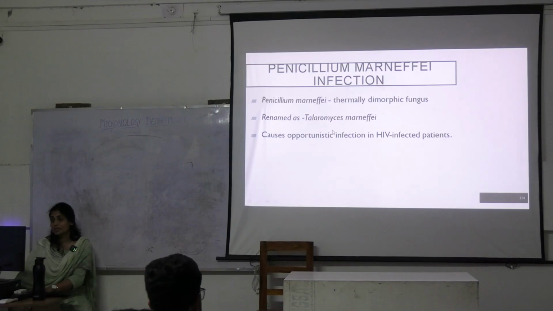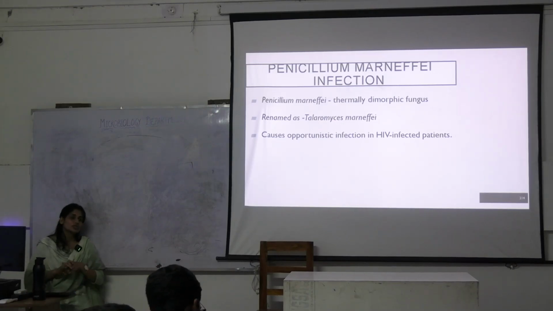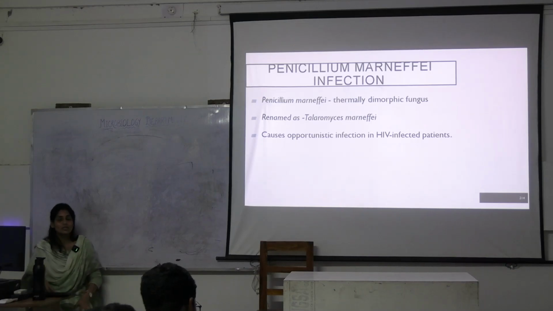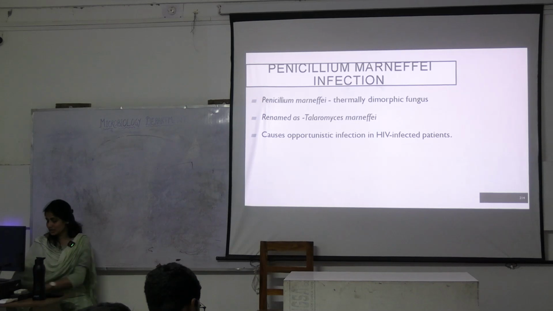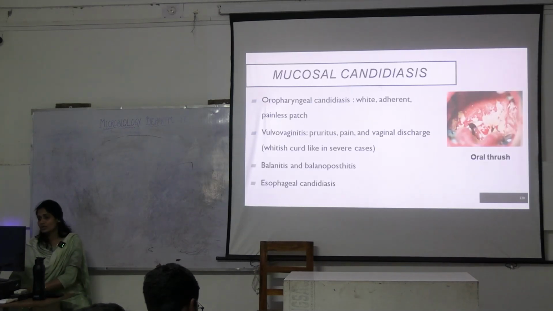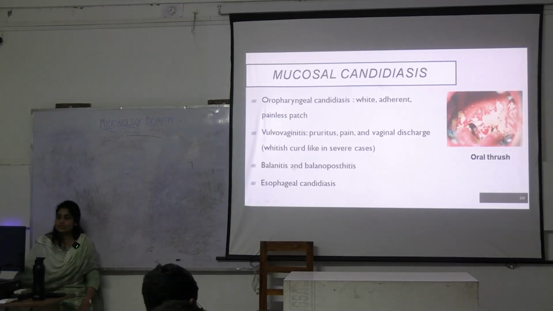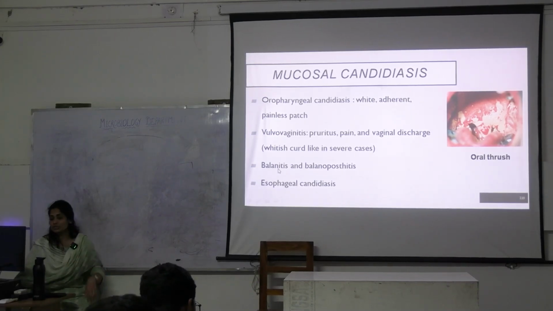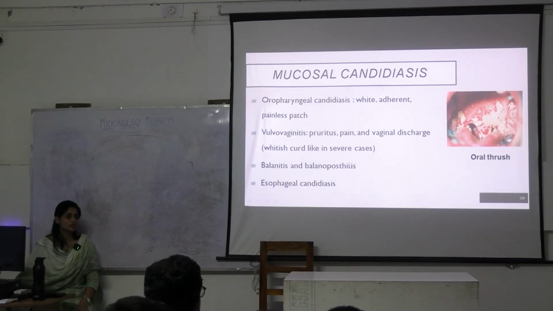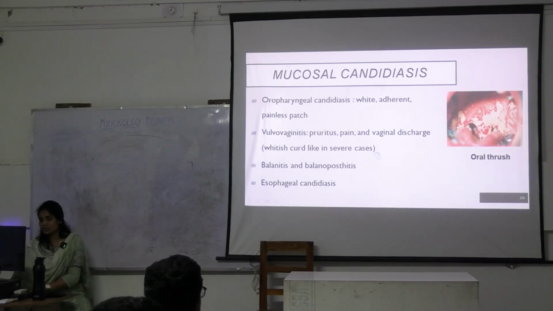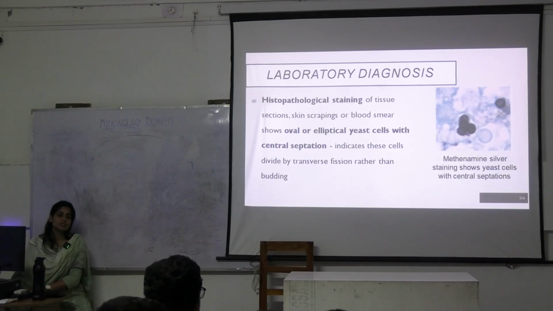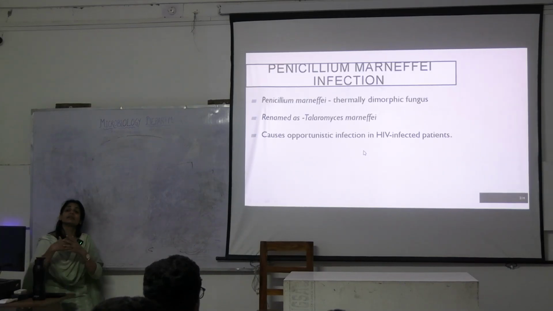Okay. Coming to opportunistic infections. In opportunistic infections there are some certain common agents such as Candida. You know about Candida. Candida is able to cause n number of diseases: oropharyngeal candidiasis, vulvovaginitis, balanitis, posthitis, esophageal candidiasis, all this in immunocompromised patients. Other than this, there is aspergillosis and cryptococcosis. Other than this, there are certain dimorphic fungi.